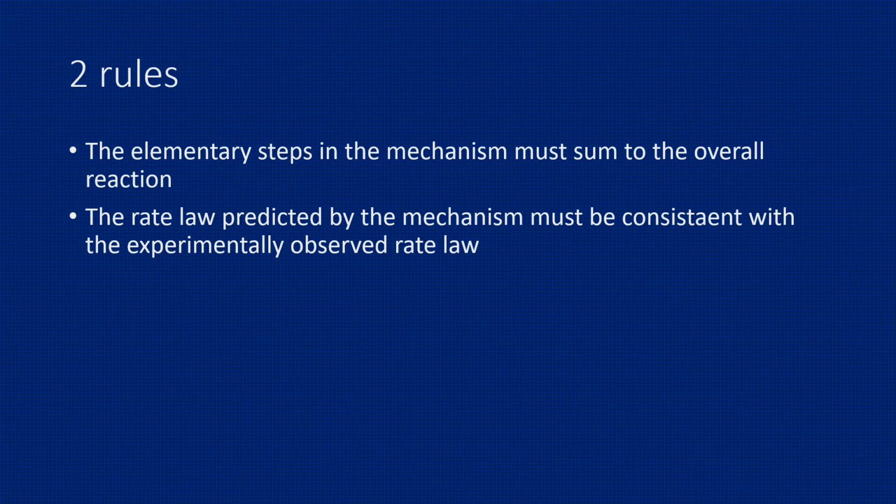Okay, so there are 2 rules. The elementary steps in the mechanism must sum to the overall reaction, and the rate law predicted by the mechanism must be consistent with the experimentally observed rate. So again, if you look back at that, what we got from the slow reaction, the rate determining step, was the same as what was achieved during the experiment.